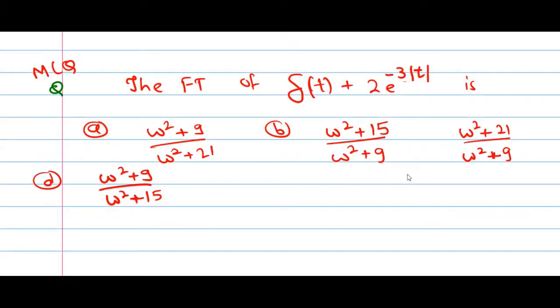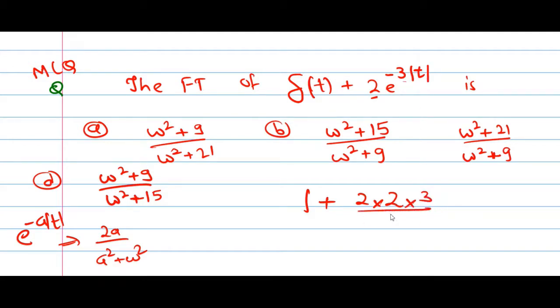The Fourier transform of delta t plus 2 e raised to power minus 3 mod of t is, and 4 options are there. So delta t has Fourier transform 1, and e raised to power minus a mod of t has Fourier transform 2a upon a square plus omega square. So use this formula. So the Fourier transform answer will be 1 plus 2 is already there, 2 into 2a, so 2 into the a value 3, divided by a square, a value is 3, so 3 square is 9 plus omega square.